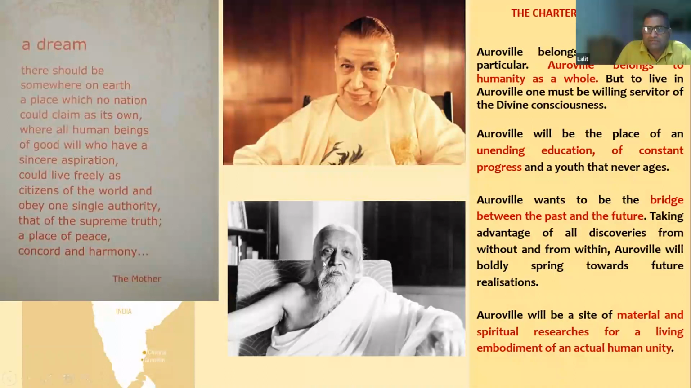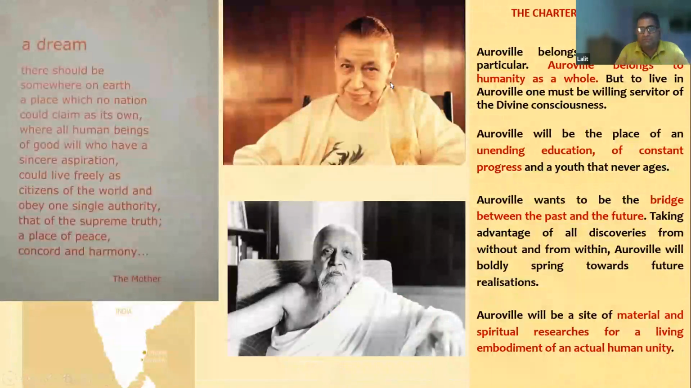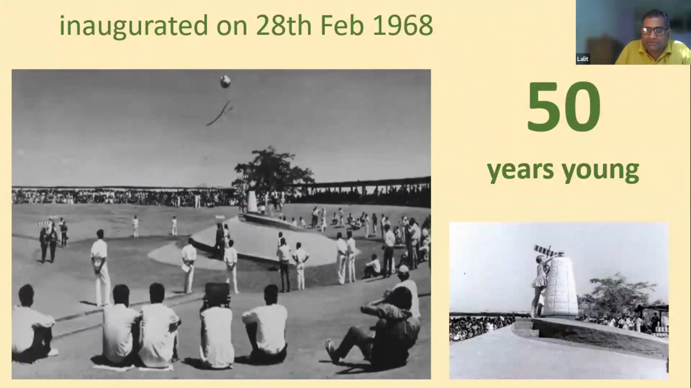Yeah, so now I'm just shifting to the next part, the Auroville case study, which is where I take my references from, because I have been living and working here for the last 25 years, and I find it quite a good privilege. Auroville is based on the spiritual dimension and vision of Mother and Sri Aurobindo. On the right, what you see is the Auroville Charter. It has 4 points, like every university has some kind of vision and mission. Our cities don't have. So here it is: Auroville belongs to humanity as a whole. It's a place for unending education and progress, a bridge between the past and the future, and material and spiritual researches for a living embodiment of actual human unity. It is only 50 years young, hardly 52 years rather.